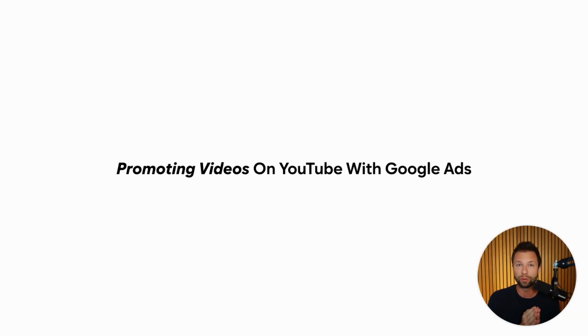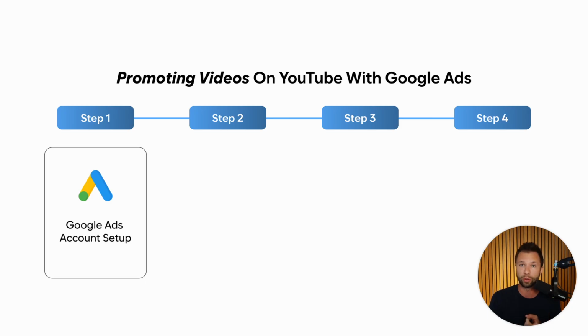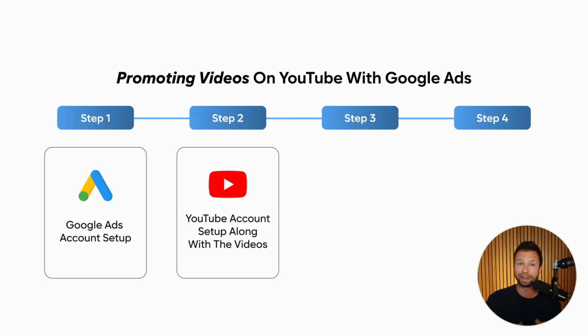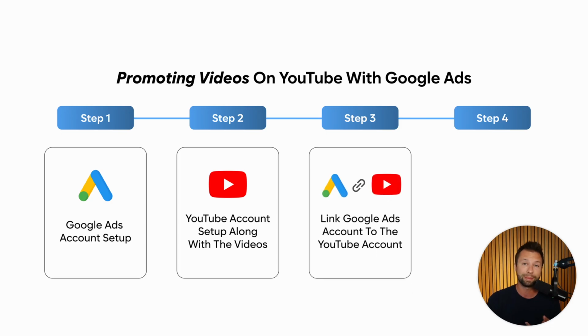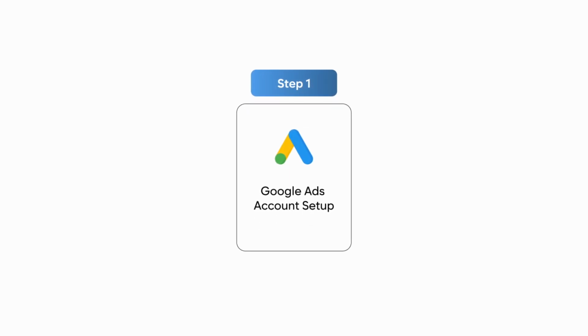When it comes to promoting videos on YouTube with Google Ads, there are 4 different steps. The first step is you need to make sure that you have a Google Ads account set up. The second step is you need to make sure that you have a YouTube account set up with videos on it. And the third step is to link that Google Ads account to your YouTube account. And then the fourth step is to actually set up the campaign. So we're going to walk through that entire process in this video. Let's jump right in.